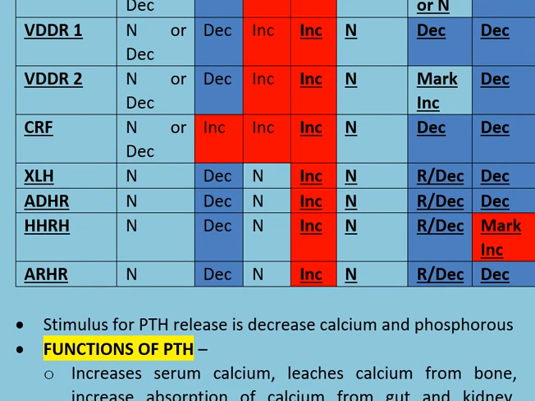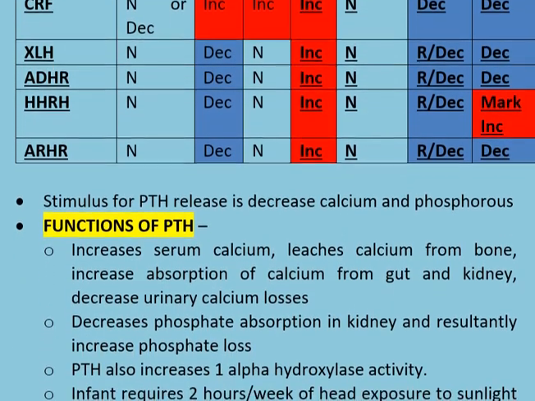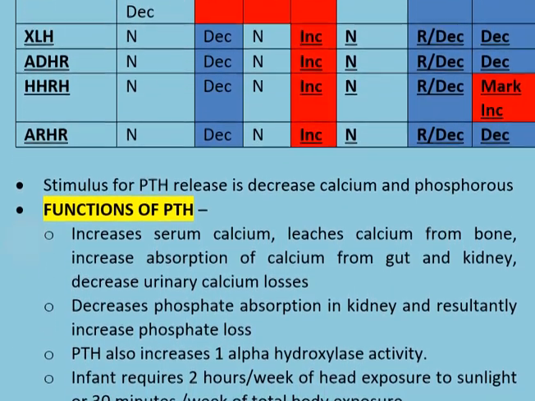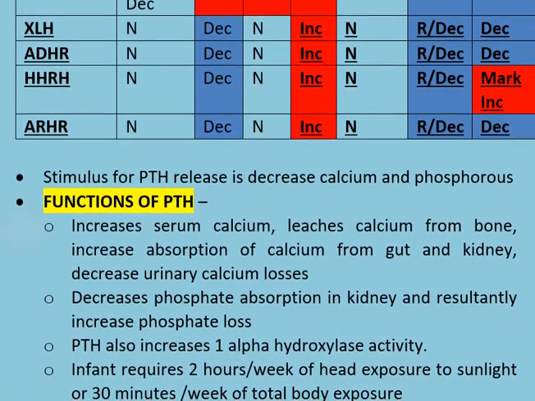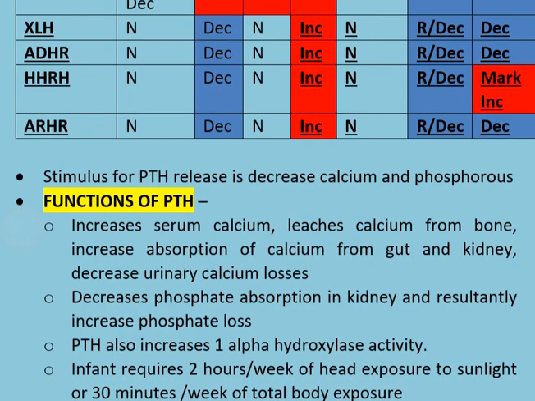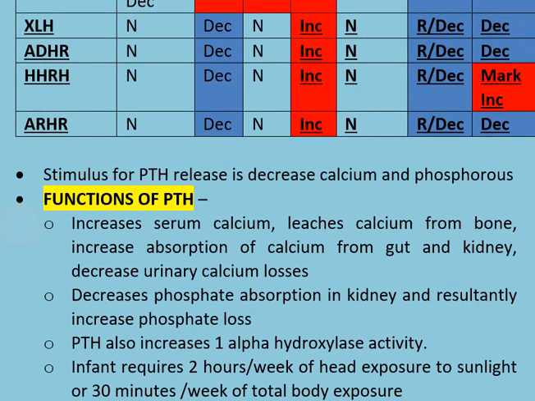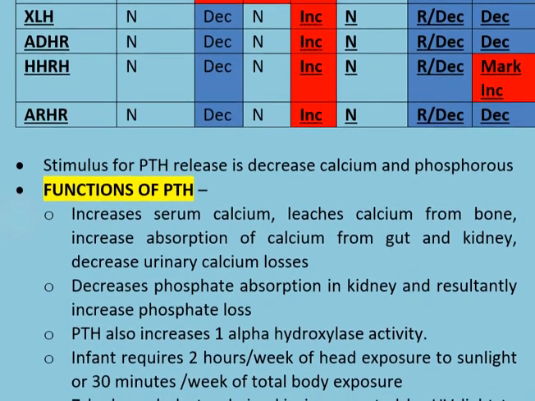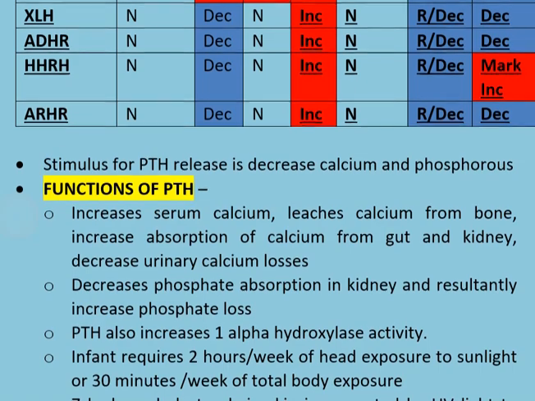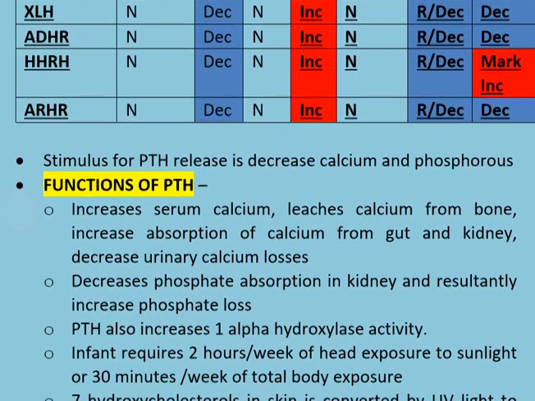Then the stimulus for parathyroid hormone release is decreased calcium and phosphorus. The functions of parathyroid hormone: it increases serum calcium, leaches calcium from the bone, increases absorption of calcium from the gut and kidney, decreases urinary calcium losses, and decreases phosphate absorption in the kidney, resultantly increasing phosphate loss. Parathyroid hormone also increases 1-alpha hydroxylase activity, the reason why it is raised in kidney failure.